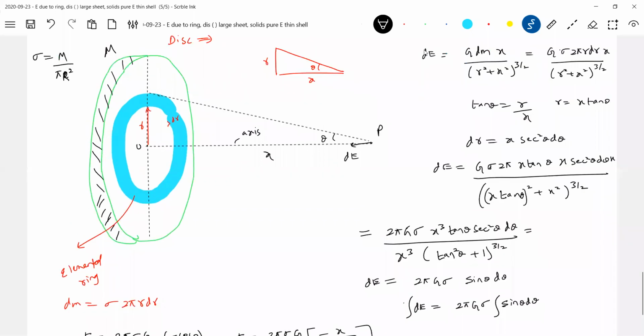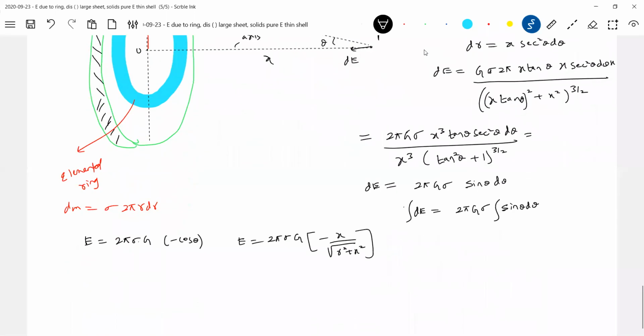I think it all started from here, no? So what is cos theta? x by root of R square plus x square. So that value of cos theta I'll substitute here. So what should the limit be? The limit will be 0 to r. Okay, this will substitute all the things.